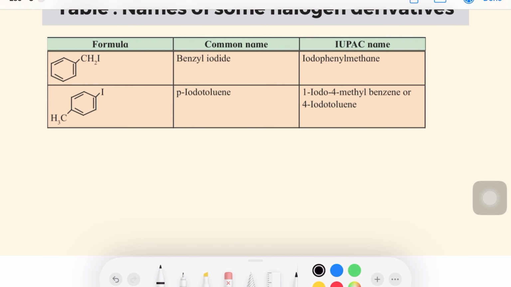Then next, the same compound is there, but the halogen is directly attached to the benzene ring to which the CH3 group is attached. So here, according to the halogen, this position is carbon 1, then 2, 3 and 4. This 1, 4 position, we know 1, 2 position is known as ortho, 1, 3 is known as meta, and 1, 4 is known as para position. So the name of this compound is para iodotoluene.